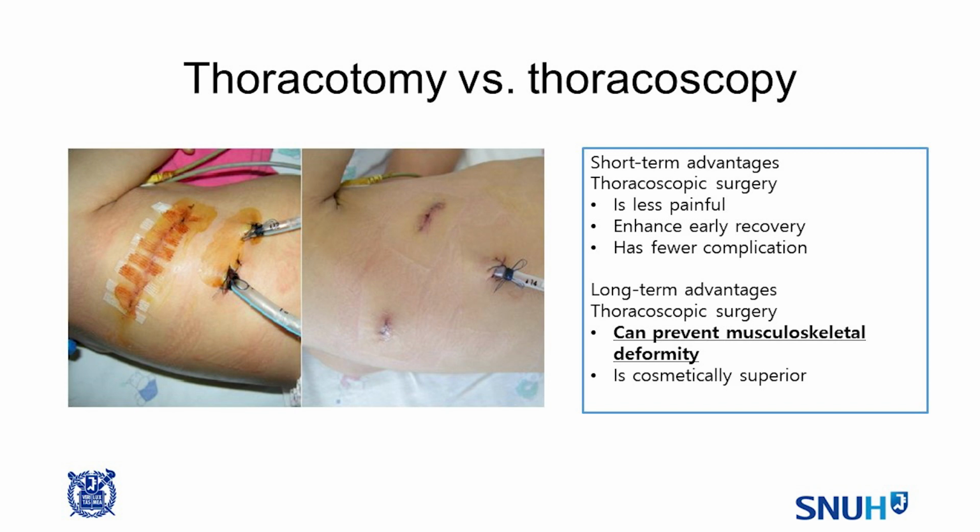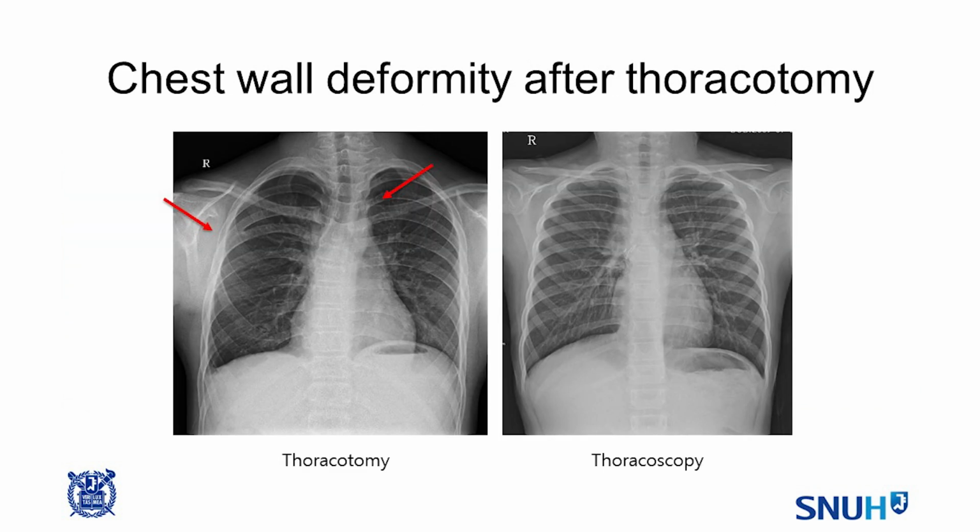Additionally, it helps prevent musculoskeletal deformities. The left image shows a patient who underwent thoracotomy surgery at a young age. As you can see in the picture, several skeletal abnormalities are observed. Rib fusion is detected, which occurs due to the practice of suturing and tying two ribs together during thoracotomy. Such rib imbalance can affect the spine, leading to scoliosis in this patient.